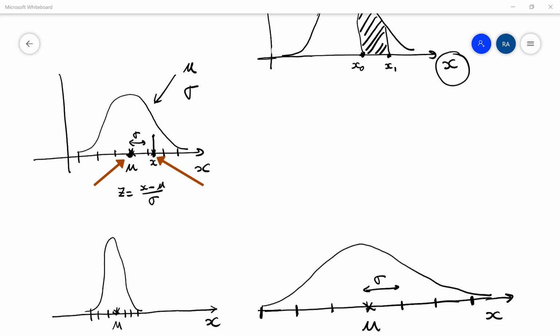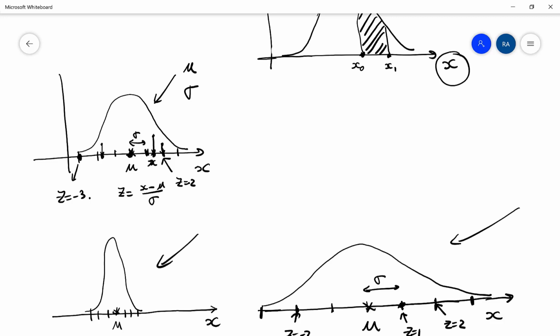The z-score could be positive when x is on the right and could be negative when x is on the left of the mean. For example, the z-score of this value is 2 standard deviations. In this case, the z-score for this value is equal to. The z-score for this other value will be negative 3. In this other distribution, the z-score of this value is equal to 1. The z-score of this value is equal to. The z-score of this value is equal to negative 2. And we can do the same for this curve.